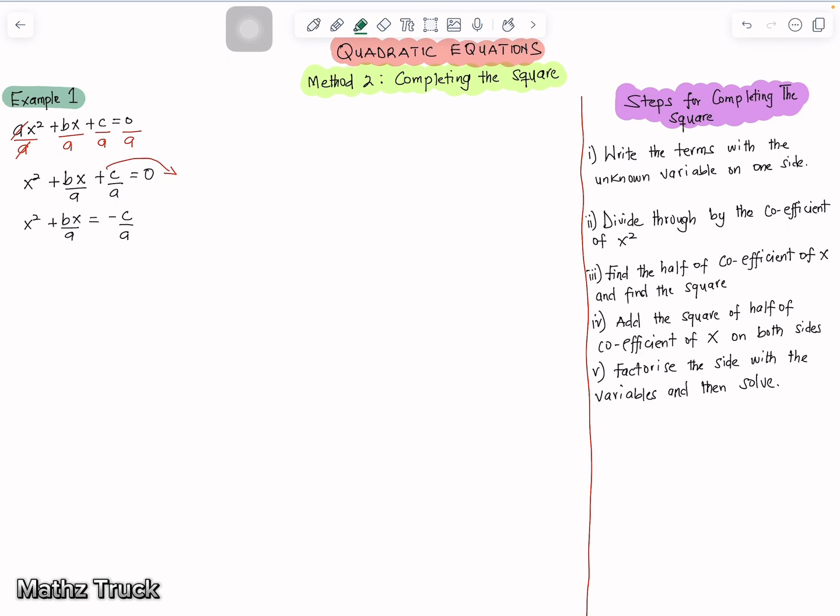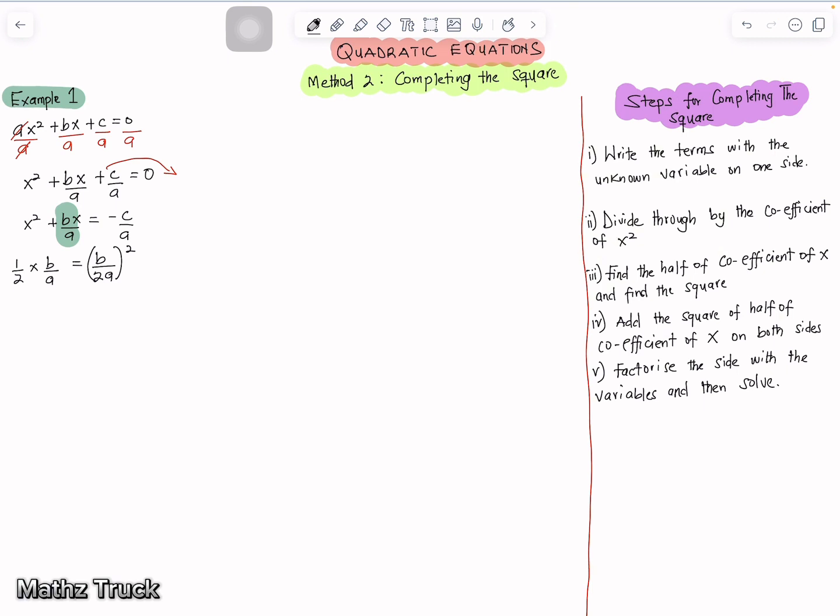Now the second step says find the half of the coefficient of x, which we know is b over a. This is the coefficient of x. So when you're finding the half, it is going to be 1 over 2 times b over a. This gives us 1 times b, which is b, 2 times a gives us 2a. Now it says find a half of the coefficient of x and find the square. So when you find this, you put it in a bracket squared. We're going to add it to both sides.